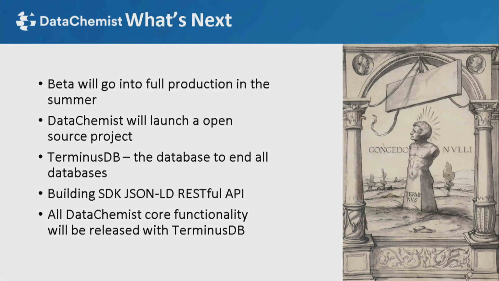Okay, so our underlying database technology, we're releasing as an open source tool, probably sometime at the end of the summer. And we call it TerminusDB, and Terminus was the god of boundaries. So we want to impose structure on data. That's what Data Chemist is about. So we're going to release it. It's basically an SDK so that people can build out the applications that they need using our technologies. And it has nice interfaces with JSON-LD. It's a RESTful API. It's very straightforward.